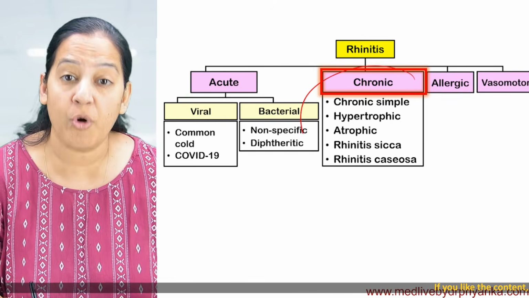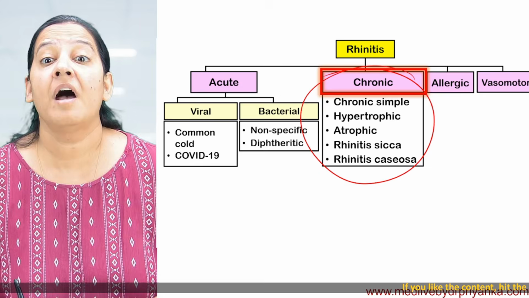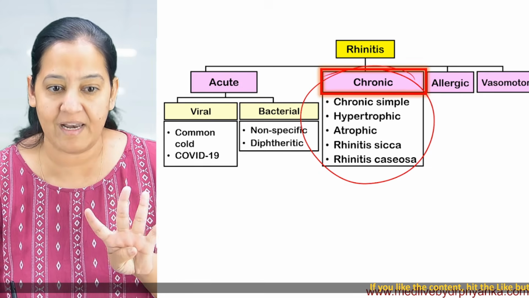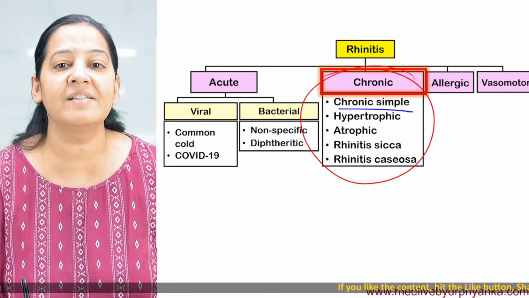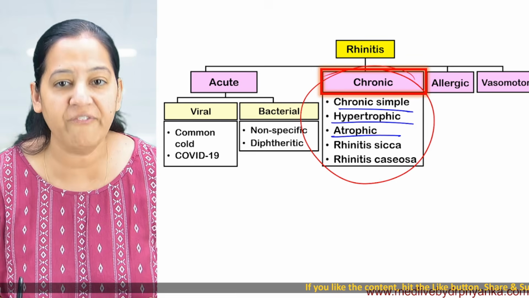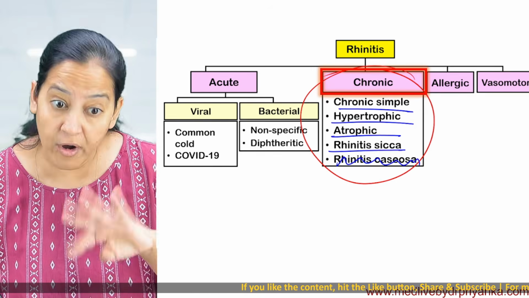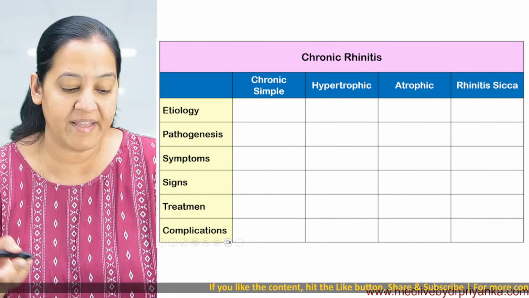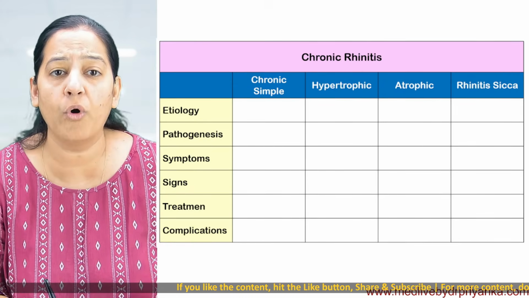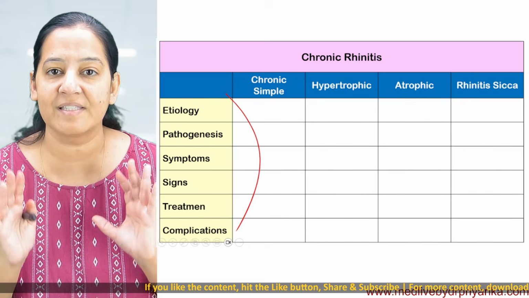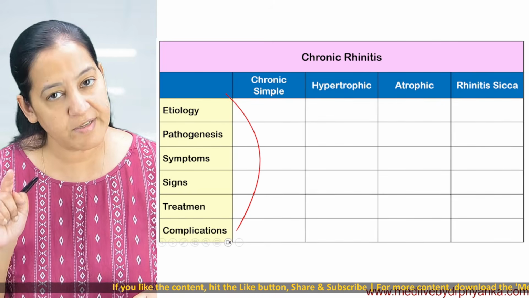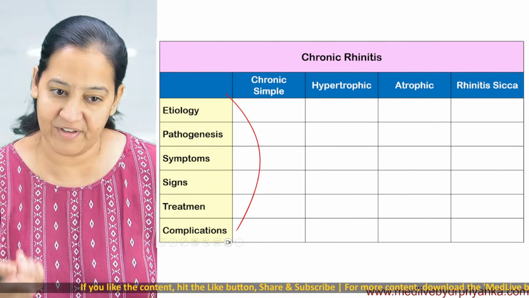We already covered chronic rhinitis also in the last session. I taught you 4 types of chronic rhinitis: chronic simple rhinitis, hypertrophic rhinitis, atrophic rhinitis, and rhinitis sicca. These are the 4 important types of chronic rhinitis, covered under a fixed set of headings, and this is a master chart for chronic rhinitis. For the details, you must watch my previous episode.